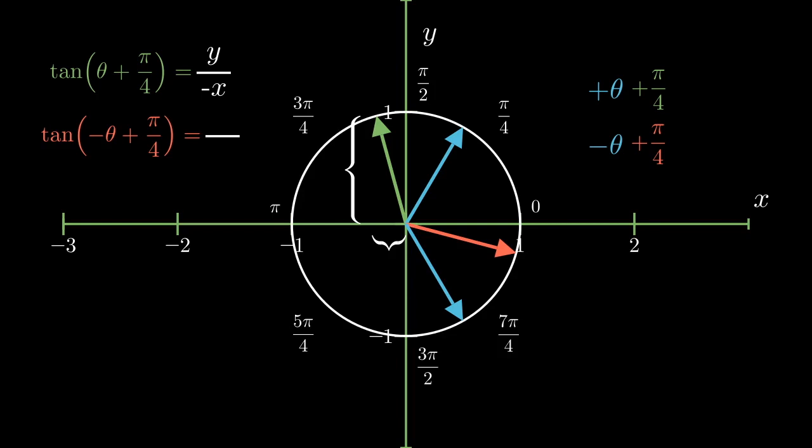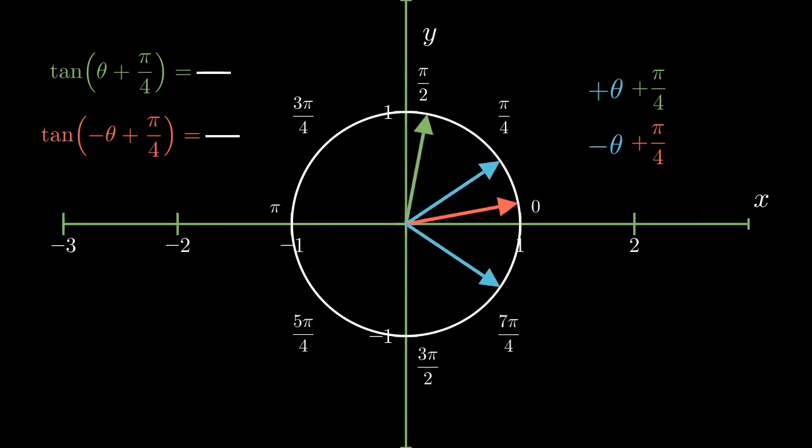But notice that for the red arrow, it looks like its height is the same as negative x, and its width is the same as y. Now, we don't know for certain that that's true right now, but let's just pretend for the moment that it is. The tangent of the red arrow would then become negative x over y, the exact reciprocal of the tangent of the green arrow. Let's move around our blue arrows, which determine the position of the red and green arrows, and play this game again.